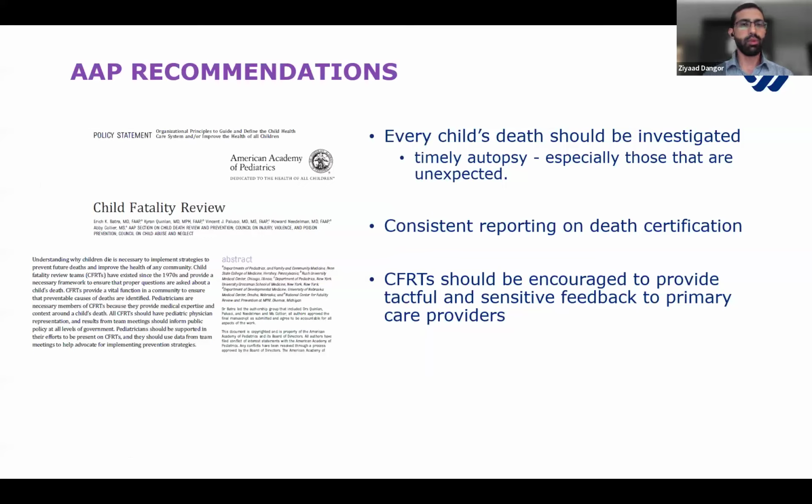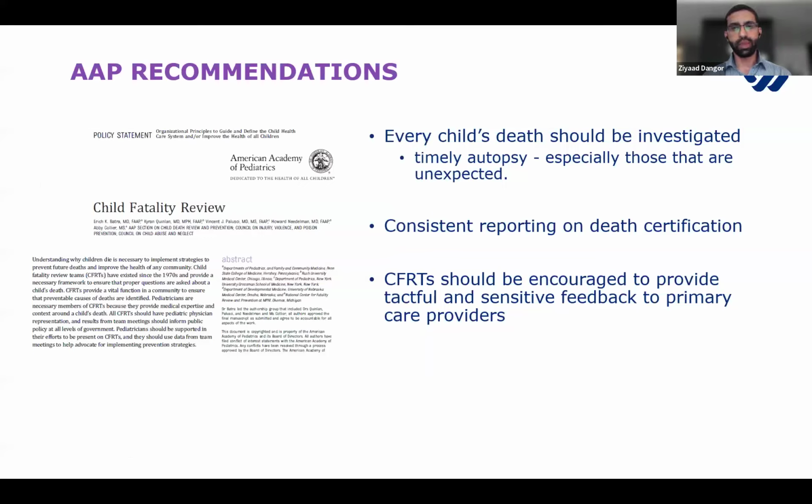The American Academy of Pediatrics publication has just come out this week. Basically what they're saying is that there needs to be a case fatality review, and that every child's death should be investigated, especially those that have come unexpectedly. So I think that's the first point, that we can't just rely on the clinical information and the ante-mortem diagnosis, especially when it's unclear.